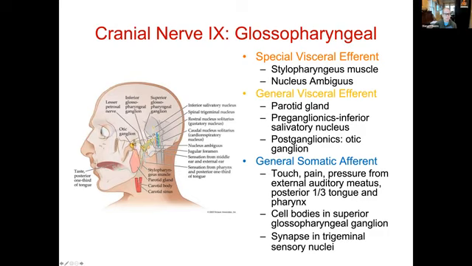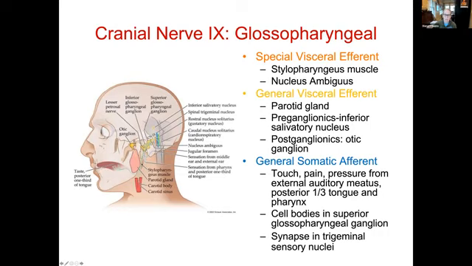And within that infratemporal fossa, we have the otic ganglion. So that's where our cell bodies are for our postganglionic neurons. And their axons actually use a branch of cranial nerve 5 to get to the parotid gland. They use the auriculotemporal nerve to be able to get to that parotid gland. So that's a pathway out for those general visceral efferents. And again, the visceral tissue innervated by those fibers is the parotid gland, which is a salivary gland.